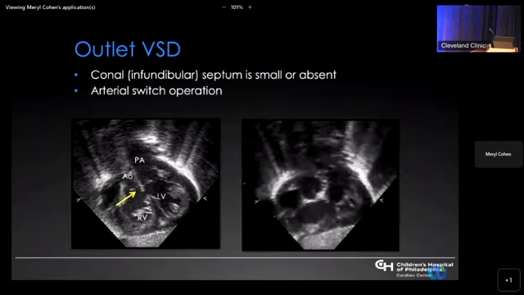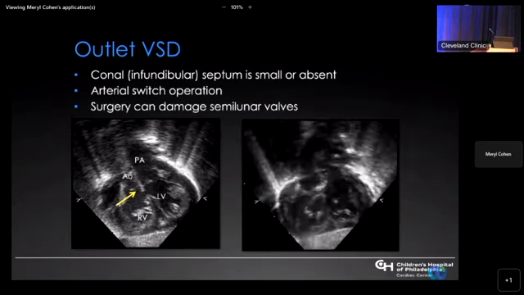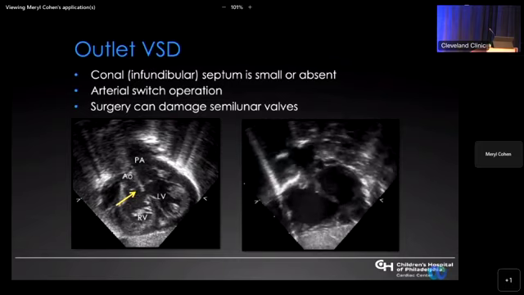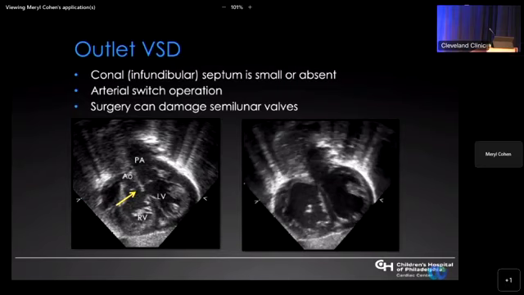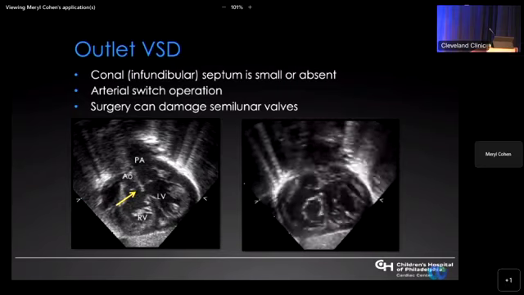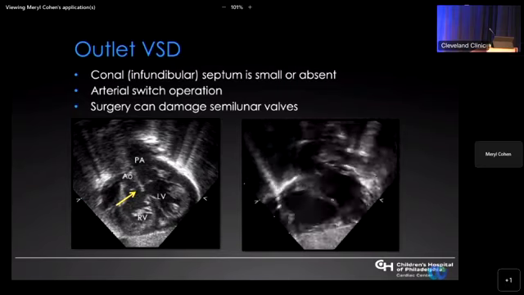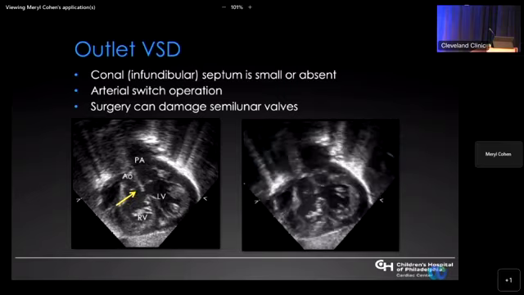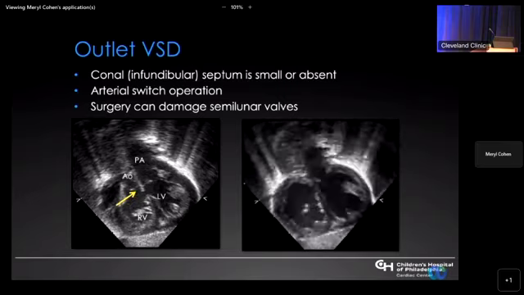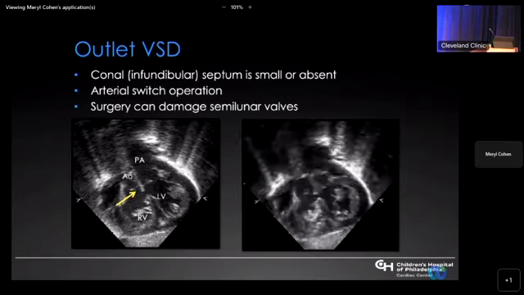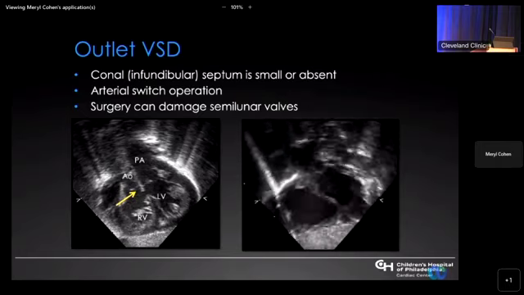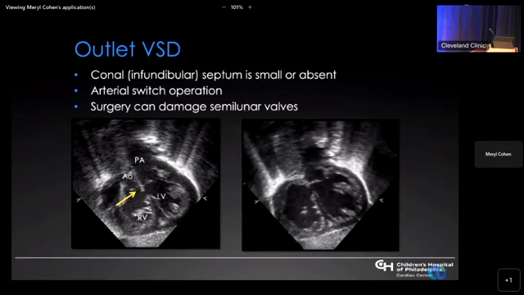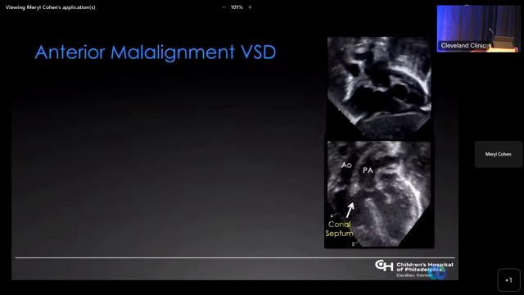However, because of this fibrous tissue, the surgeon has to close the VSD in this fibrous tissue between the two semilunar valves. And so surgery can certainly damage the semilunar valve. And so you really want to try to avoid the neo-aortic valve at all costs if you can, to prevent neo-aortic regurgitation in this setting. So it's very important for the surgeon to know the location of this defect. The approach will obviously be different.